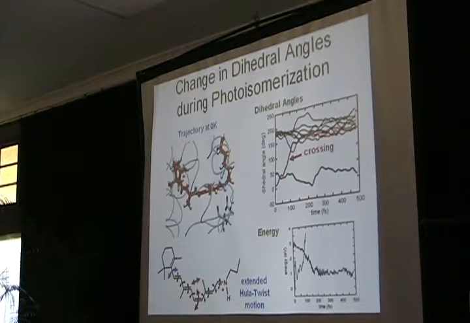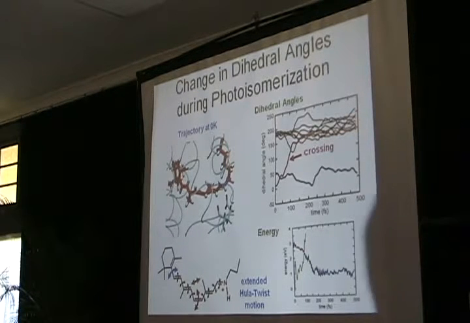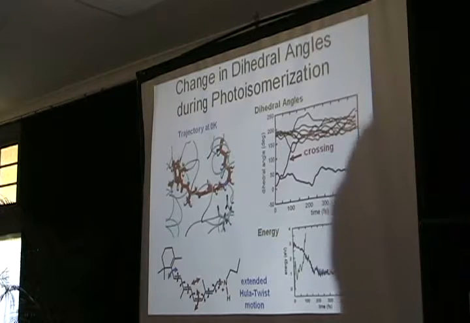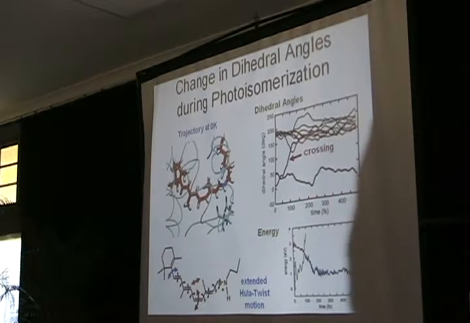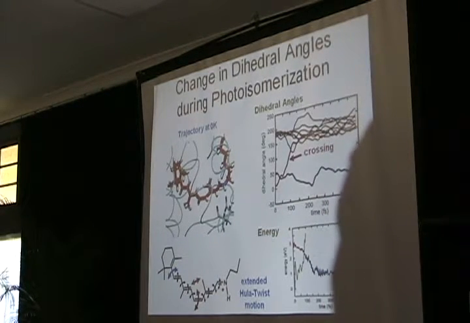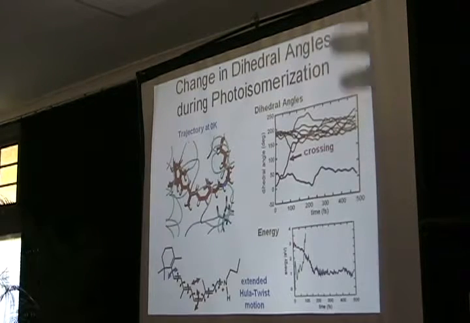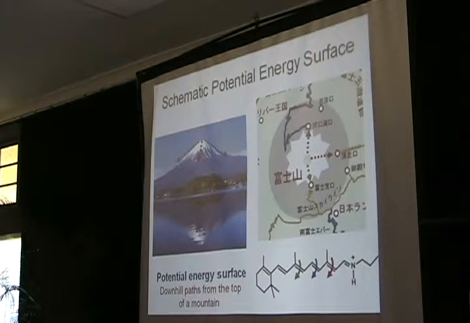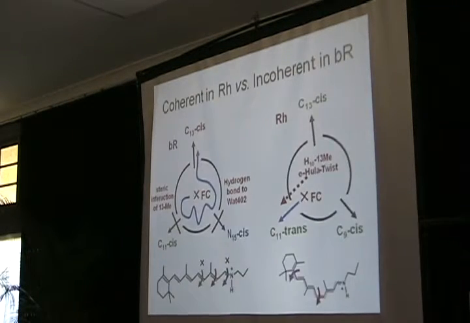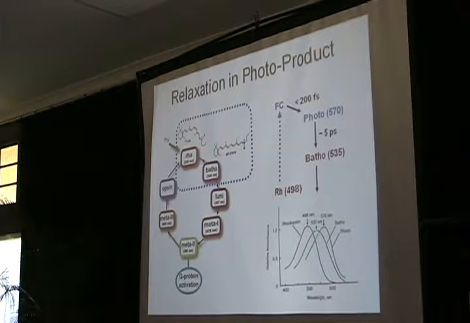And this is a kind of extended, flattish motion. This is the mechanism that gives the fast reaction dynamics of rhodopsin. Okay, so I think I skipped the schematic view, but I will skip it.